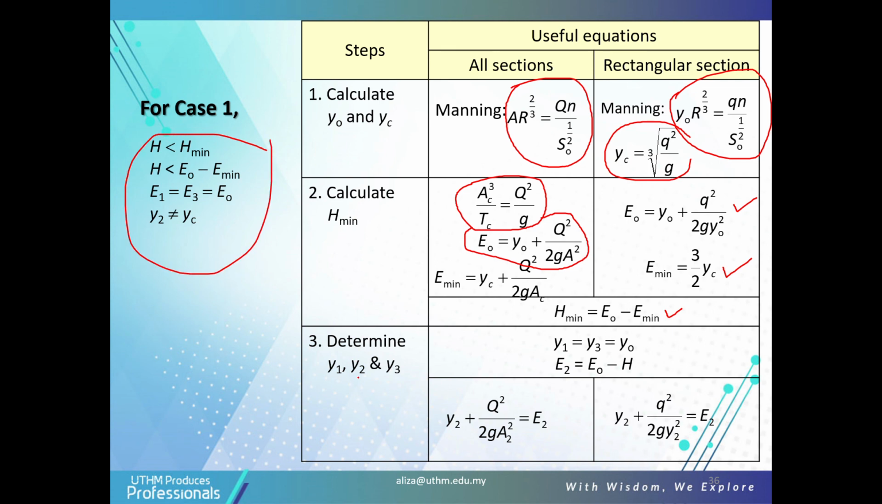Now to determine Y1, Y2, and Y3, you must know this equation: Y1 is equal to Y3 is equal to Y0, and E2 is equal to E0 minus H. So you must remember this equation. To determine Y1, you must use this equation based on the energy equation, and use the Y2 here. The same applies based on the rectangular section.